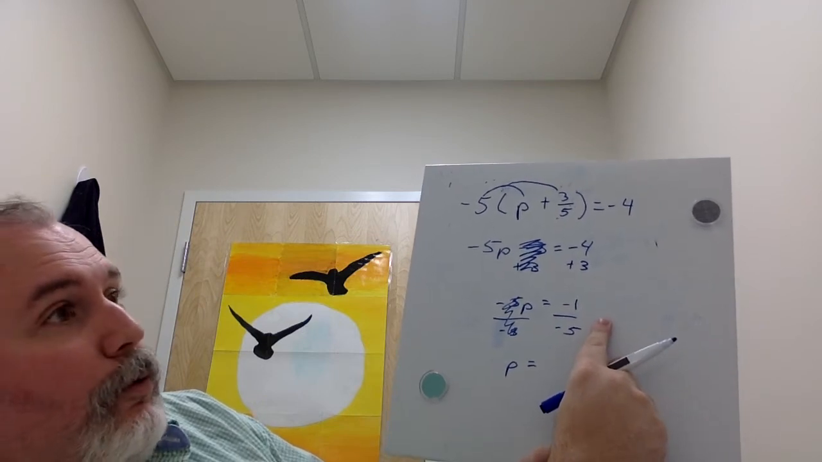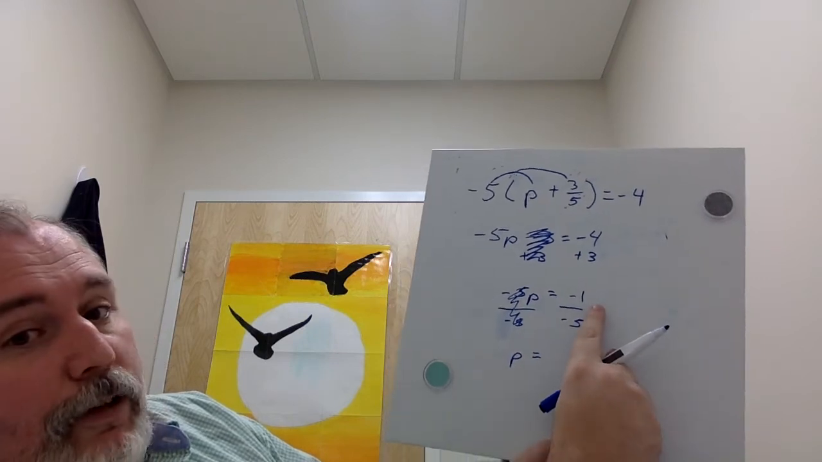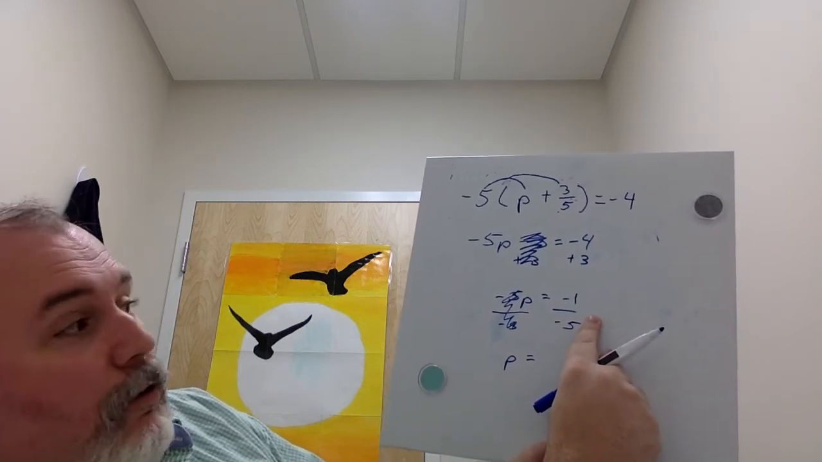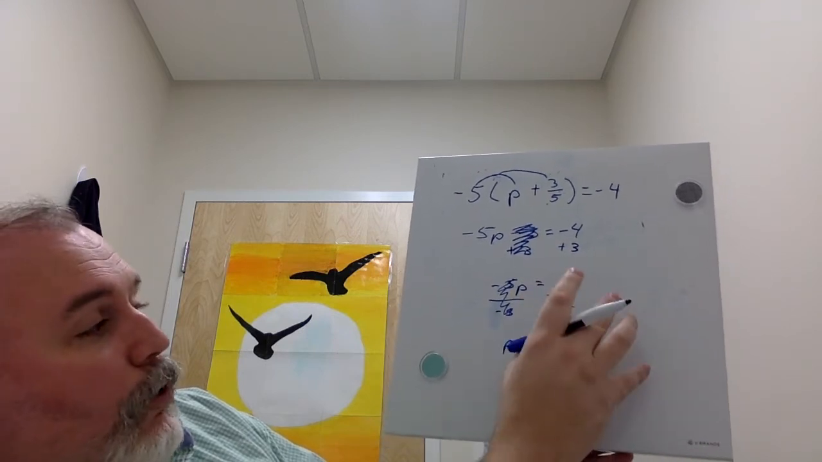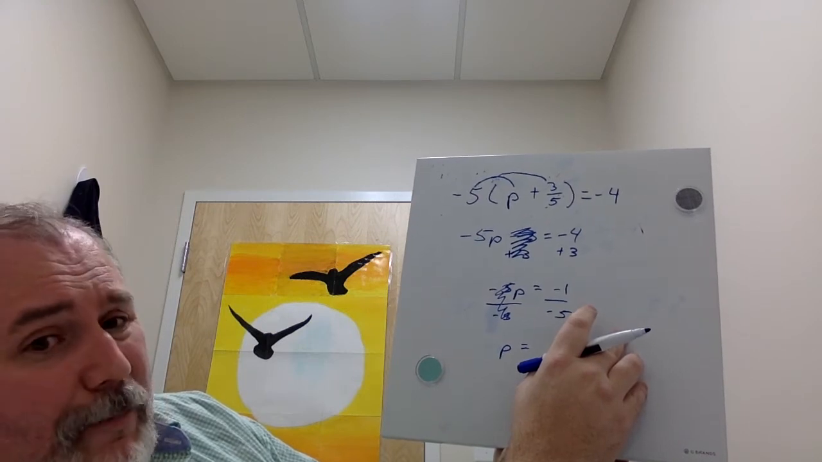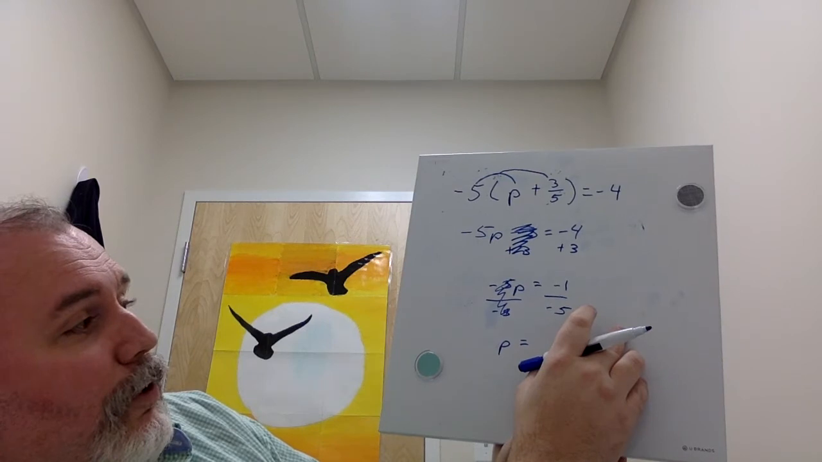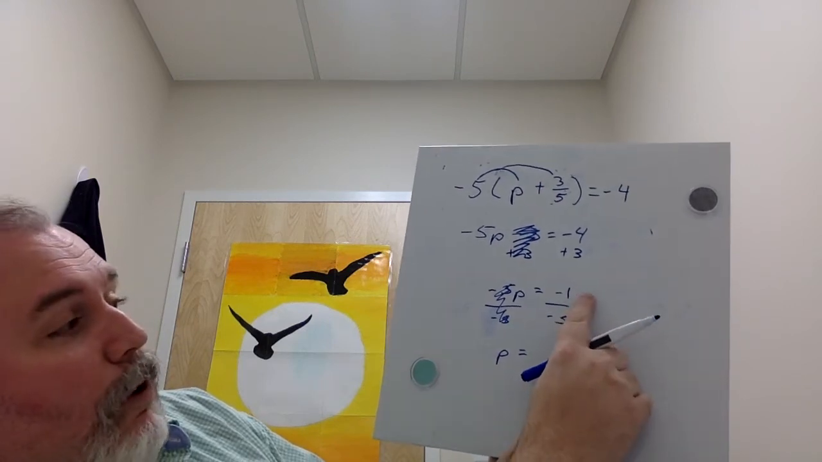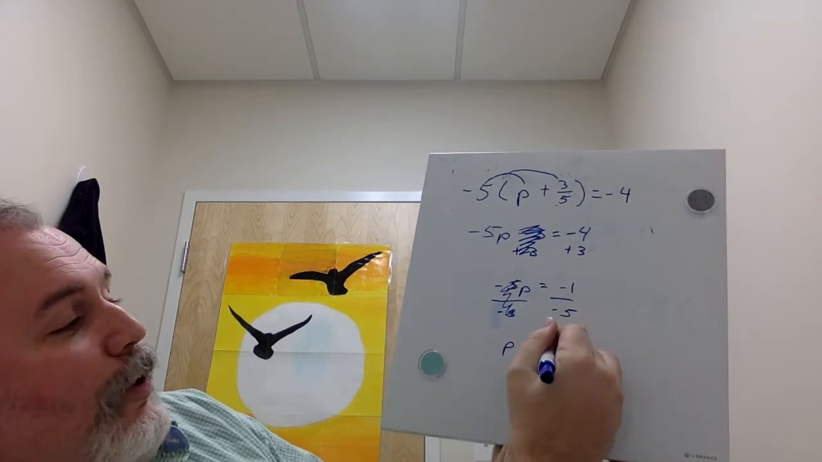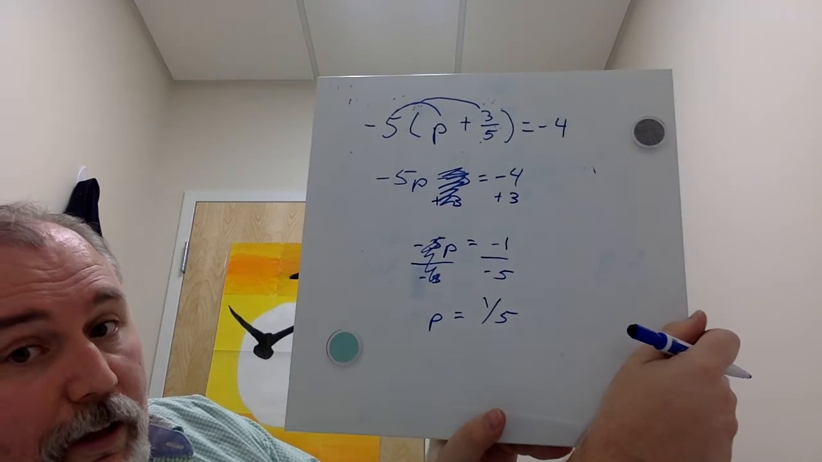Well, remember your rules when it comes to negatives and multiplication and division. A negative divided by a negative is a positive. What I'm going to do now is I could put this in my calculator and it's going to give me an answer, but I don't want to put it in my calculator. I just want to keep it really simple. Negative 1 divided by negative 5 is going to give me a positive fraction of 1/5.